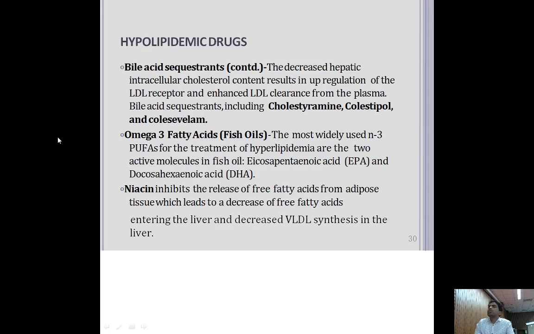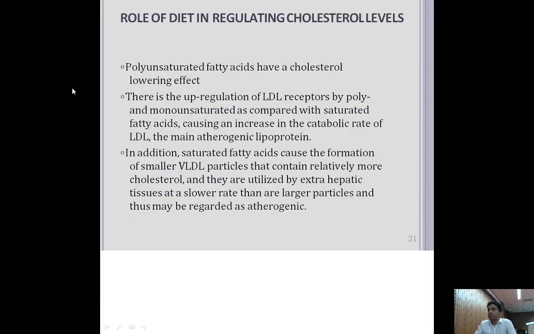And the other important hypolipidemic drugs are omega-3 fatty acids, which reduce cholesterol, cholesterol ester, and the saturated fatty acids. And another drug, niacin, is also a hypolipidemic drug which reduces the free fatty acids. So you have to know a few names like statins, then clofibrate, ezetimibe, niacin, bile acid sequestrants, if a question comes.